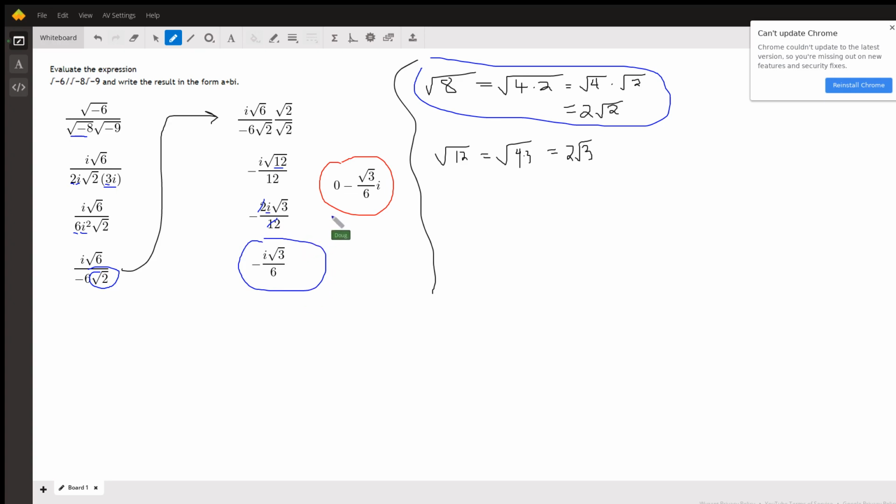If you want to write it in the form a plus bi, a is 0, minus square root of 3 over 6, and there's finally the i out to the right, so that we have the form a plus bi.